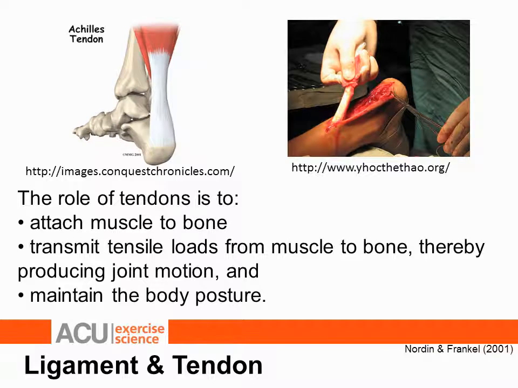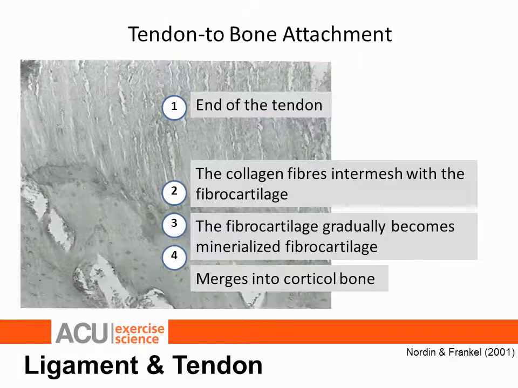So finally, we'll just quickly cover tendon, because tendons, as covered earlier, are very similar to ligaments in their makeup, but specifically the role of tendon is to attach muscle to bone, to help transmit that tensile load between muscle and bone, therefore producing that motion, as well as maintaining body posture. So with respect to the attachment between tendon and bone, the transition is very similar to that between ligament and bone.